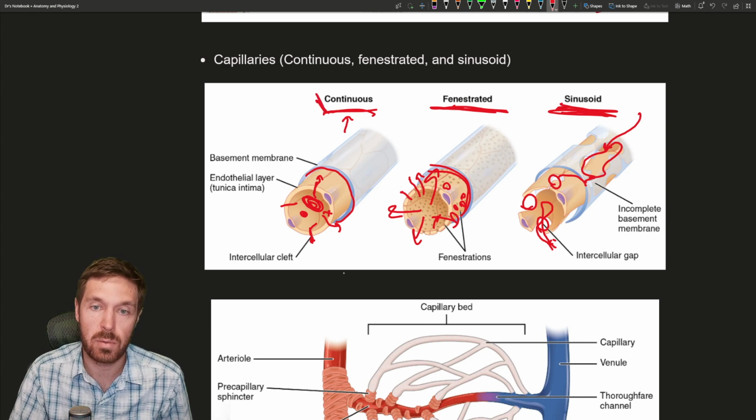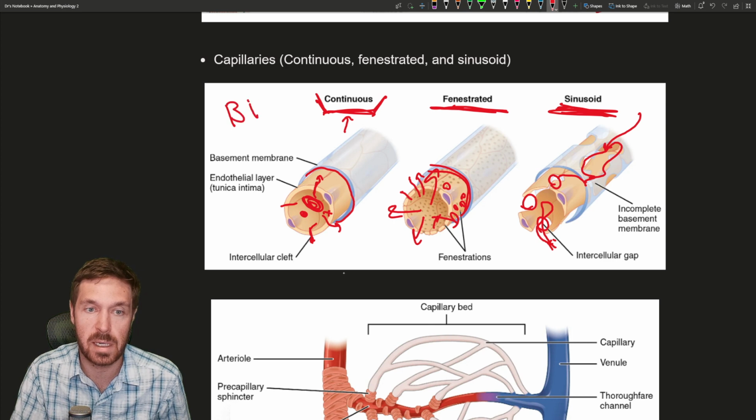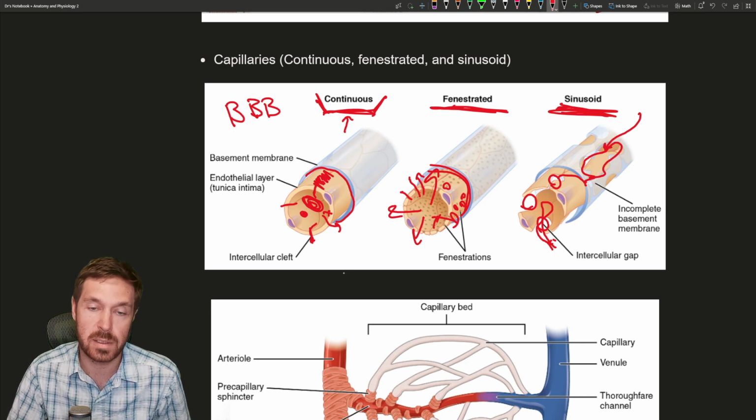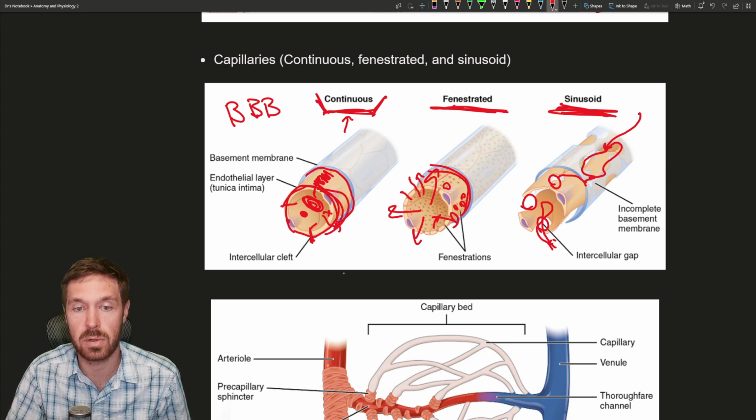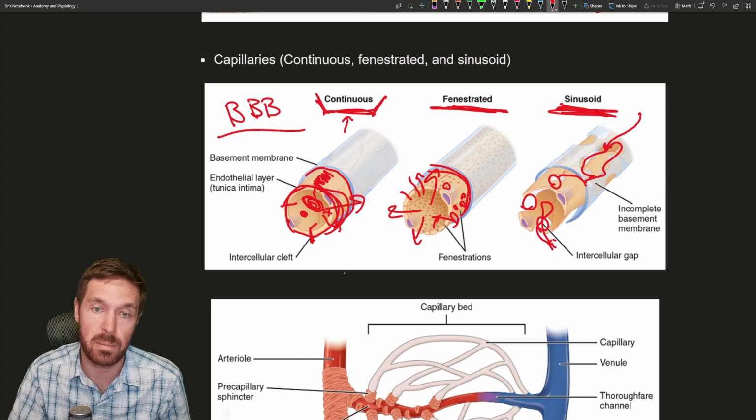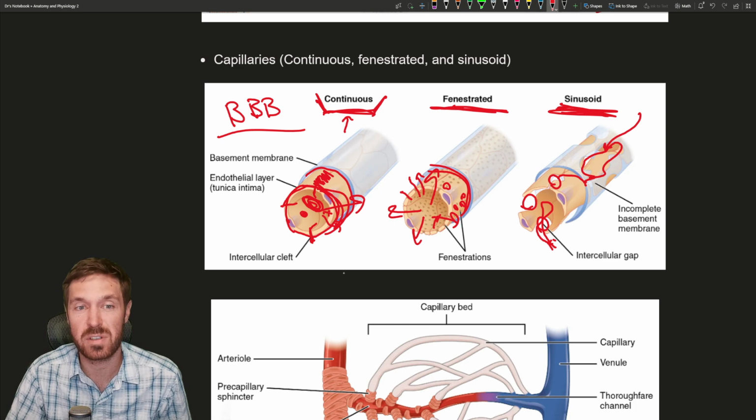Another thing I didn't mention with the continuous capillaries is that they also help form things like the blood-brain barrier. There, the intercellular clefts are all tight junctions. There's no movement going through that. And also in the central nervous system, you have supporting cells around here called astrocytes, which provide an additional layer that things need to diffuse through. So your brain, via this blood-brain barrier, is able to control more specifically what comes in and out.